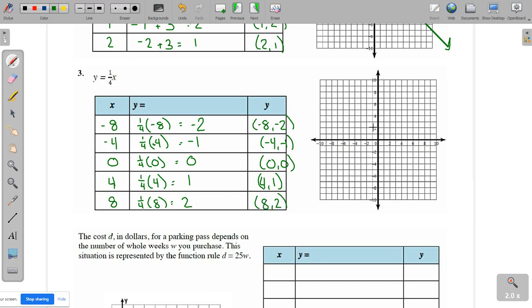So now graph it. -8, -2, -4, -1, 0, 0. Then we have 4, 1, and 8, 2. Let's connect it.